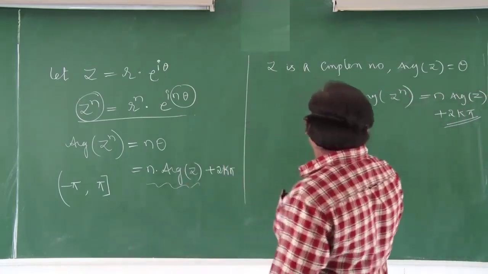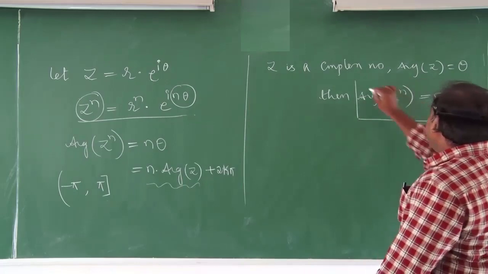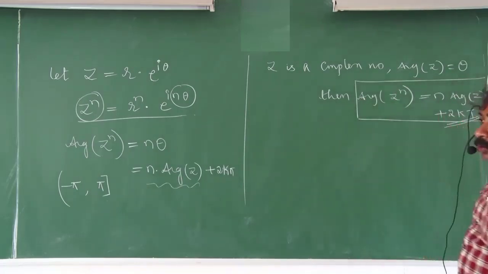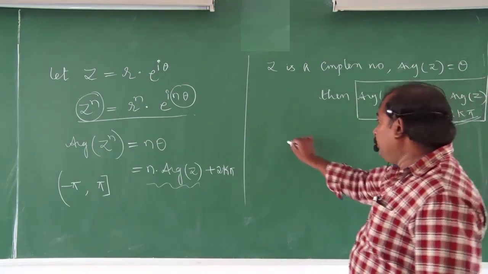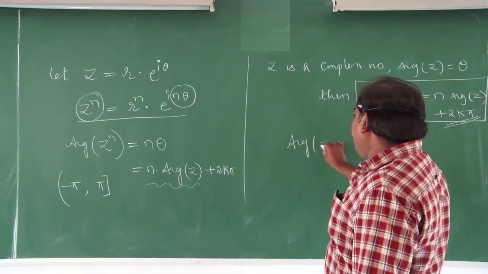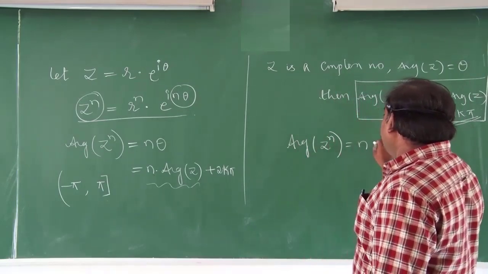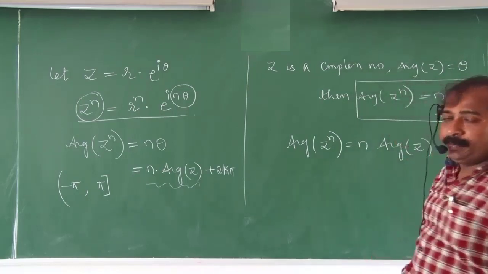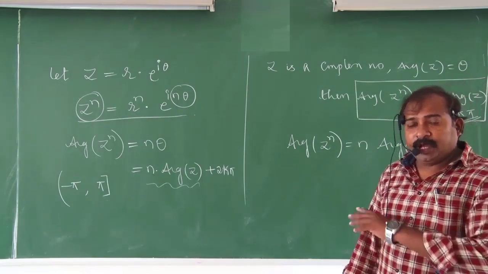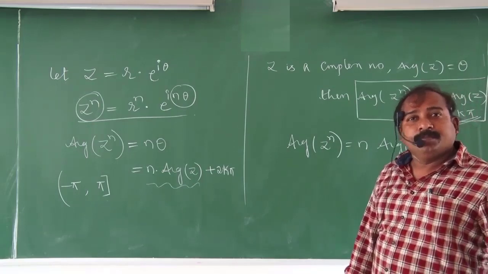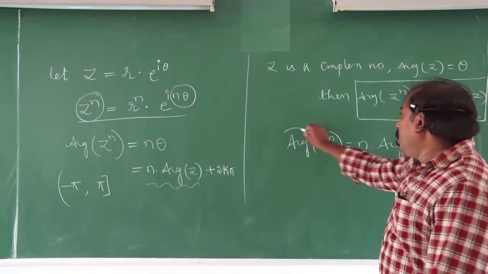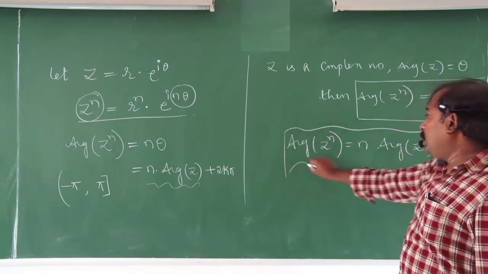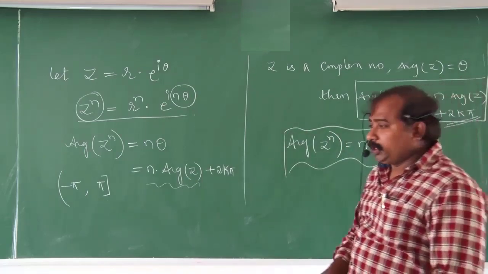So here the basic formula is this one. Argument of Z power n is equal to n into argument of Z, plus 2k pi. Based on that value, you have to keep the total value in the principal argument region. This is also one more important formula from a competitive exam point of view. Okay, next.